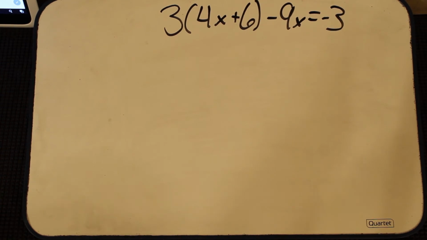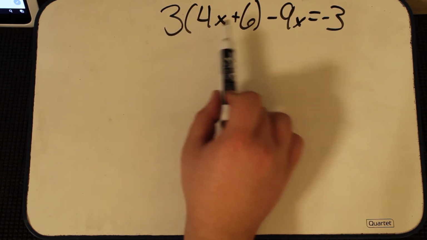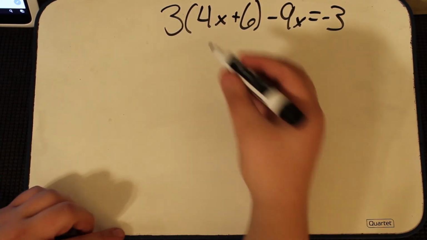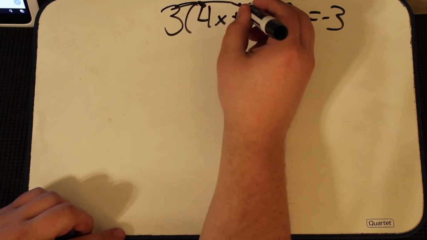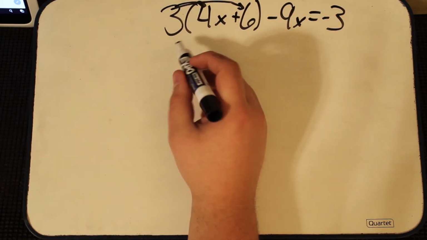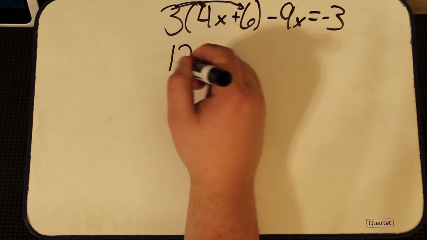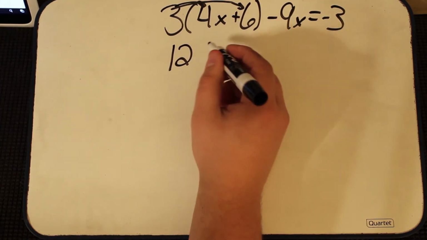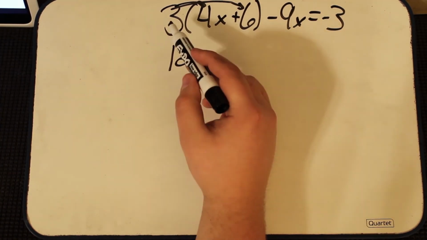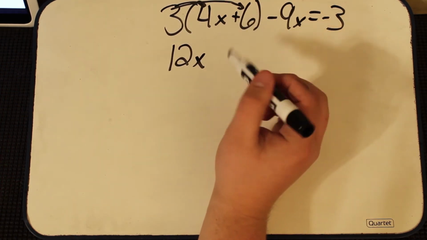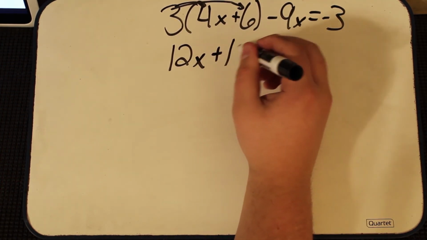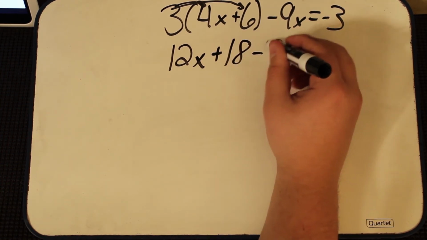I have the equation here, 3 times the quantity 4x plus 6, all minus 9x equals negative 3. First thing I notice again, I can distribute this 3 because it's right outside the parentheses. So I distribute, draw my arrows just for good measure. When I distribute, 3 times 4x would be equal to 3 times 4, which is 12, and then we maintain our variable. Next we have a positive 3 times a positive 6. Well, positive 3 times positive 6 gets us 18. And then we leave the rest alone.